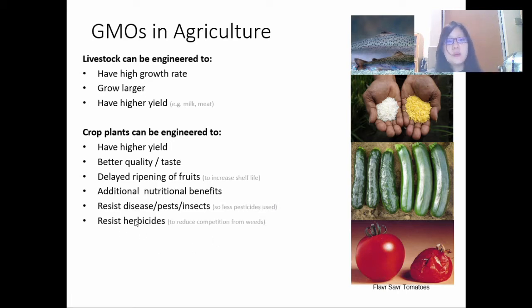You can also engineer crop plants to resist herbicides, which again, we will learn soon. But the idea is to reduce competition from weeds, so you can spray the herbicide. Can you imagine? The weeds will die, but your plants will not.